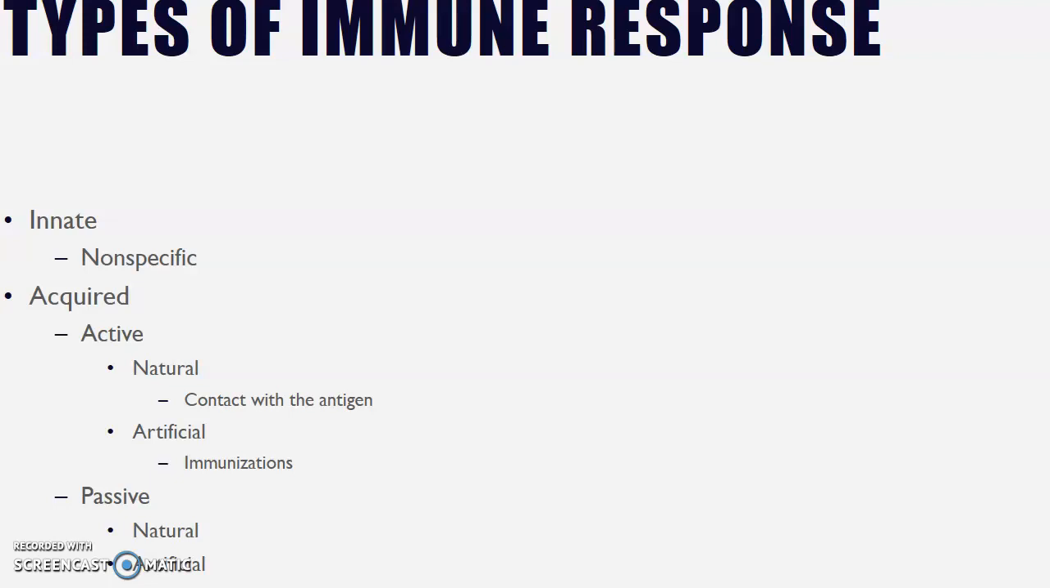We talked a little bit about artificial passive. This is where our patients who are exposed to hepatitis A get gamma globulin that is specific to hepatitis A. So it gives us artificial immunity. And that immunity is short-lived because the person doesn't synthesize those antibodies, and so they won't retain the memory cells.